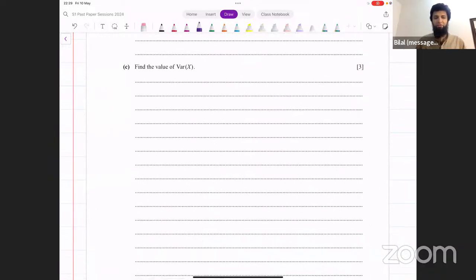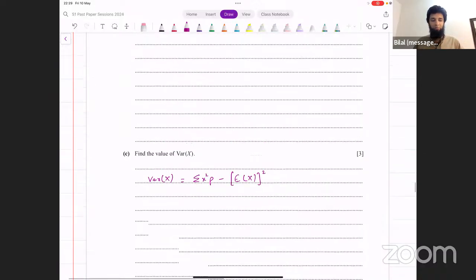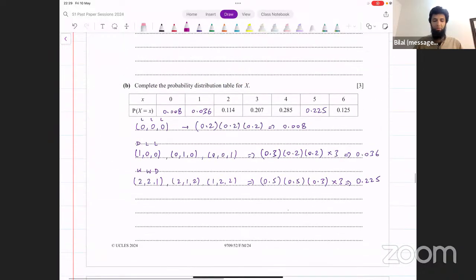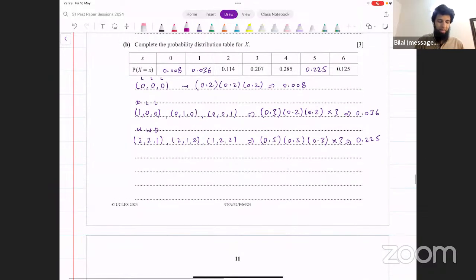It says find the variance of x. You just have to use that standard formula for variance here. What's the formula for variance when you have a probability distribution table given? It looks like this. Variance of x is given by sigma x squared p minus expected value of x whole squared. That's the formula that you've got for variance given a probability distribution table. Now, the probability distribution table is already given, right? You've got x and you've got p.